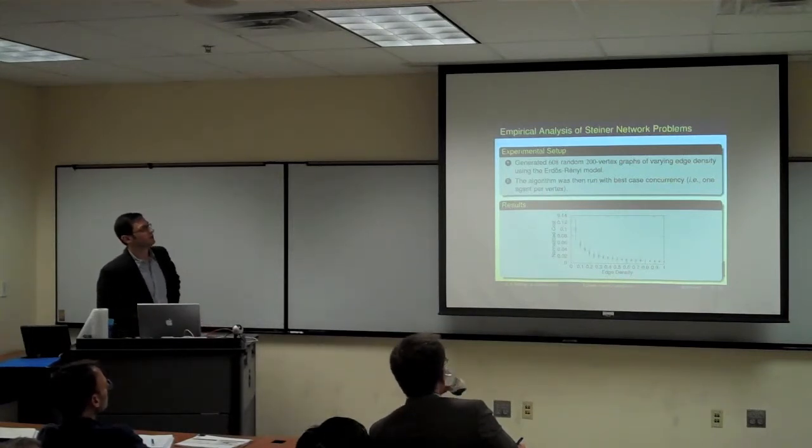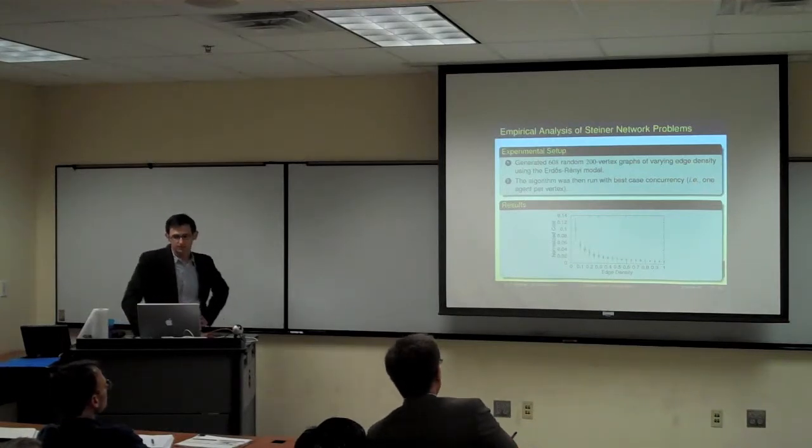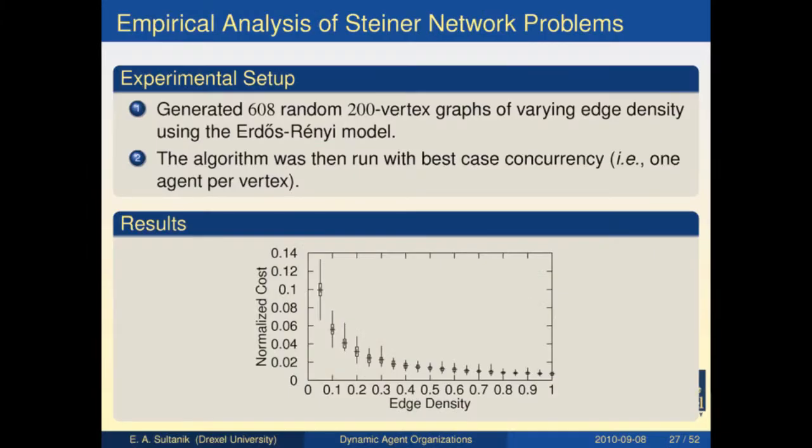So we performed some empirical analysis on Steiner network problems. We generated a few hundred random graphs using the Erdős–Rényi model. And here we can see that the algorithm performs worse for sparse graphs. Here, the normalized cost, a cost of 0 means the optimal solution was found. A cost of 1 means the worst possible solution is found. So here we were just trying to see what are the worst cases in terms of edge density.